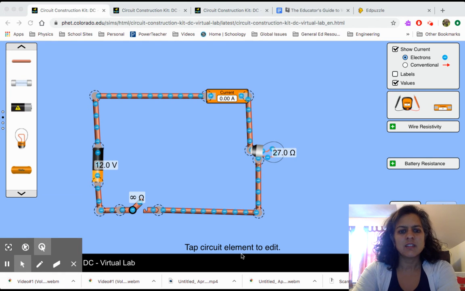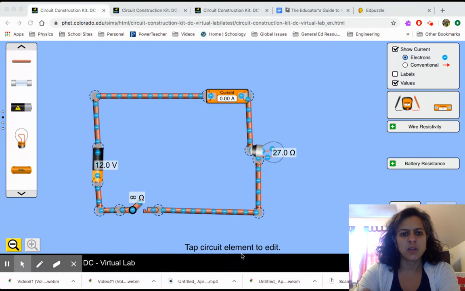So, in this first circuit, we have a battery, we have an ammeter, a 27 ohm light bulb. There's a switch, and the battery is 12 volts. Notice that the switch right now says infinity ohms. That's because it's open. So it has so much resistance when it's open that current can't travel through that switch.